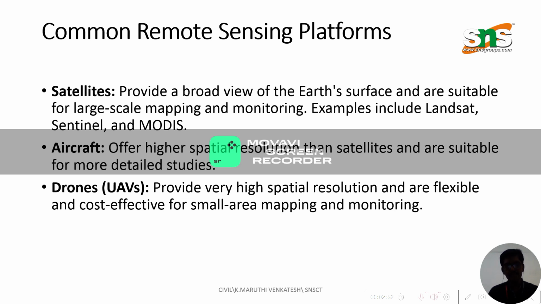Here, we have to get permission from the local bodies and go to the central government and state government. And then aircraft offer higher spatial resolution than satellites and are suitable for more detailed studies. Satellites provide a broad view of Earth's surface and are suitable for large-scale mapping and monitoring. Examples include Landsat, Sentinel, and MODIS. Previously, we were using satellites. Nowadays, we are using only drones.